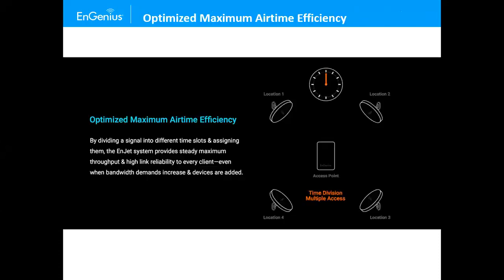What's the key benefit of EnJet? EnJet features the TDMA technology, which keeps track of which stations are active and splits up the available airtime for those stations. EnJet redistributes the dedicated time to active stations, so the airtime is not wasted. It optimizes the maximum airtime efficiency. That's the key benefit of EnJet technology.